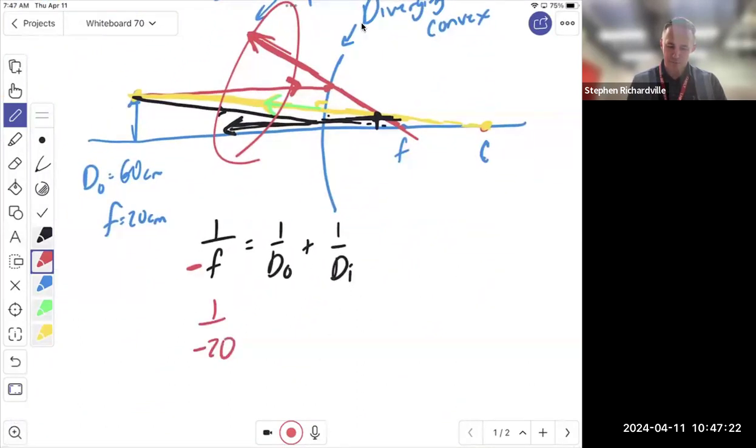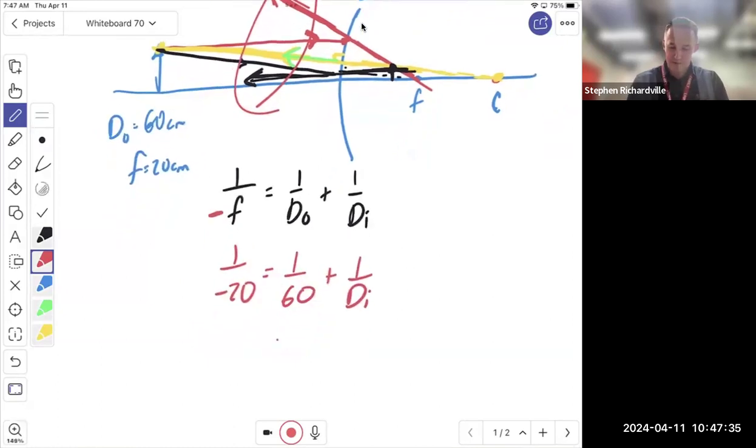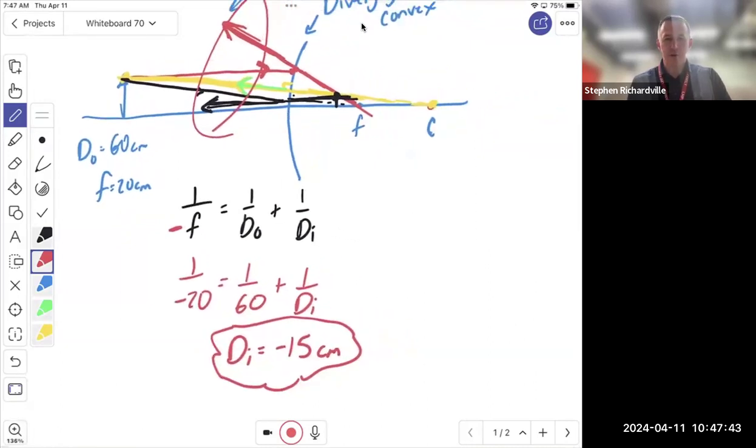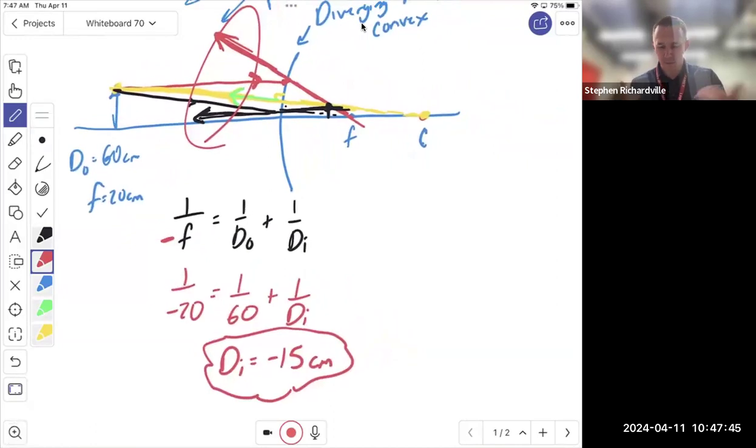1 over negative 20 equals 1 over 60 plus 1 over di. Here now, negative 1 over 20 is 3 over 60 minus 4 over 60. I'm going to get a di of negative 15. Now, what does that mean? Well, that's confusing because with the lens, that meant it was on the right side, but I'm on the right side here. Here's what the negative means for me. It means it's where the image shouldn't be.